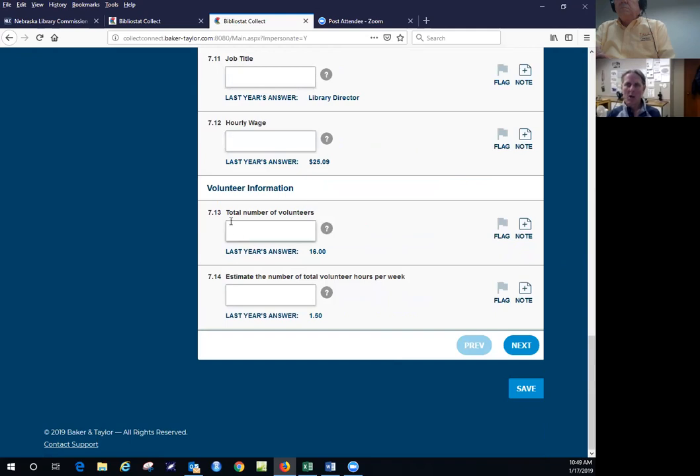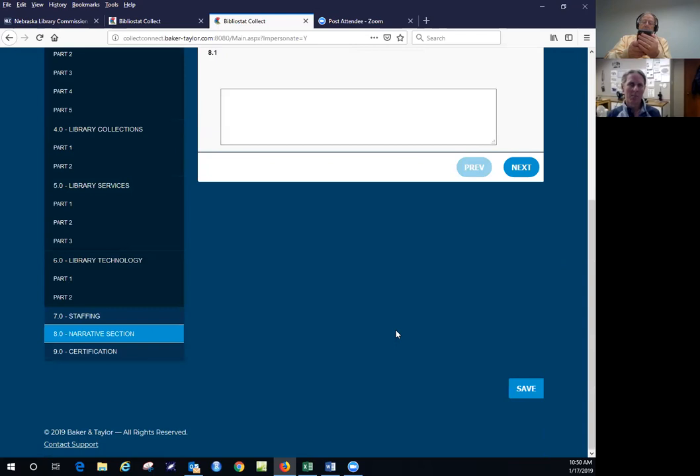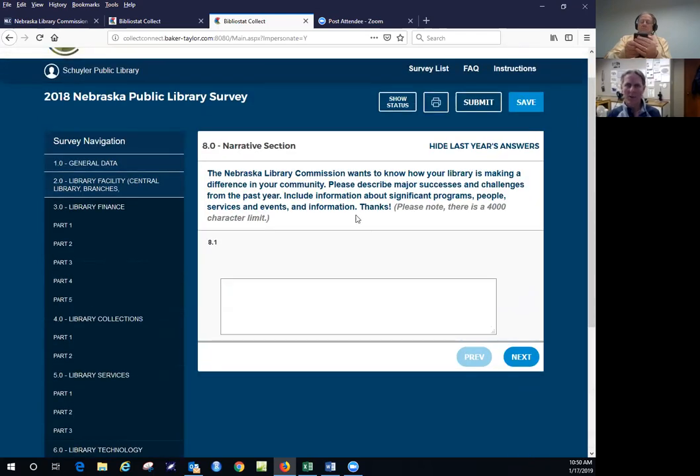We also want to know how many volunteers you have. Again, this is the total number of people. So it looks like last year you had 16 people that volunteered, and then we want to know the average hours per week. This can be kind of difficult. We know it's an estimate. You might have a lot of volunteers in summer reading that are only there during the summer months. Kind of just do a total calculation and then divide by the number of days that you're open a year to get the annual figure.